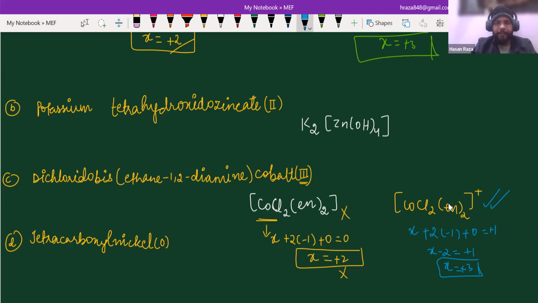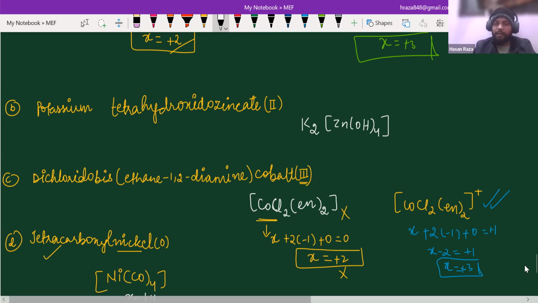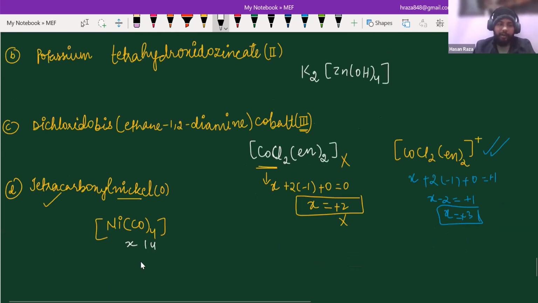Aman, have you got the formula of this directly, correctly? Now you can see tetracarbonylnickel. Yes, sir. Nickel is there. Tetracarbonyl, that means this. And if you check the oxidation state, x plus 4 into 0, you know that CO is a neutral ligand, so it's correct. x is equal to 0. Okay.